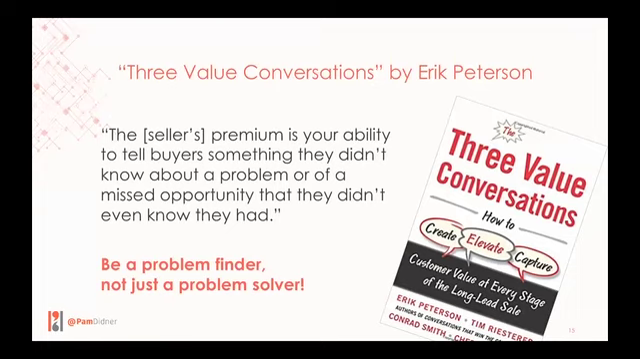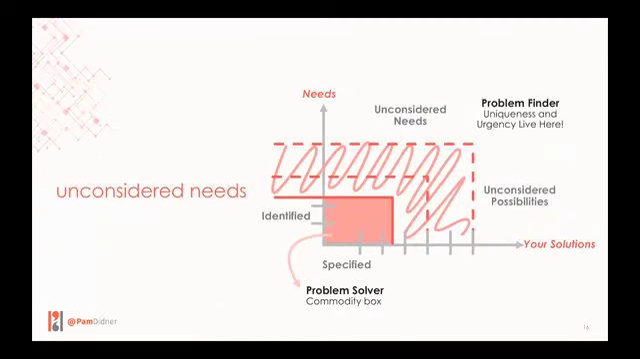In his book, he was talking about, hey, a salesperson's premium or the seller's premium is your ability to tell buyers something they didn't know about the problem or of a missed opportunity that they didn't even know they had. So a lot of the time, if you think about solution-based selling, we train our sales team to be a problem solver. And from his perspective, that's not good enough. You need to be a problem finder, okay? So he created this specific graph, and let me explain that to you.